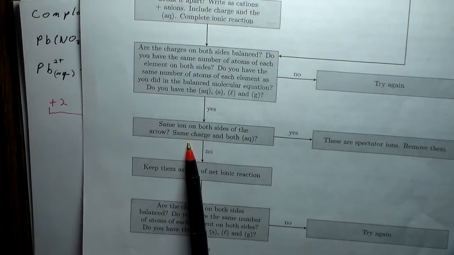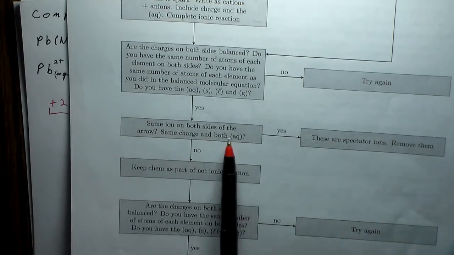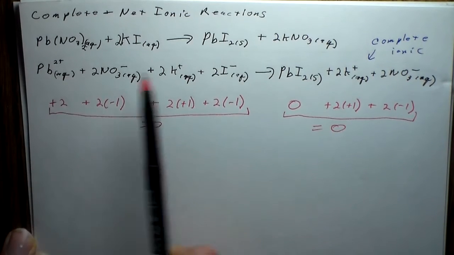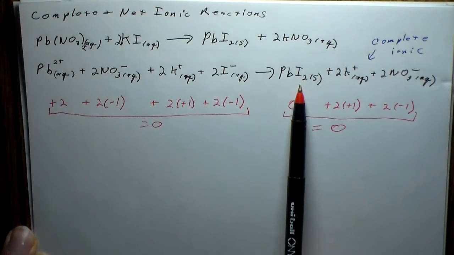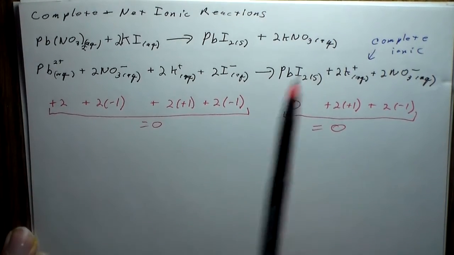Now this is the important thing. We'll see an example of this later. They have to both have the same charge, and both of them have to be aqueous. So right here, the lead is aqueous over here. It's in the solid form over here, and it's not the same form as it is over here. So there's a big difference, so that's different.